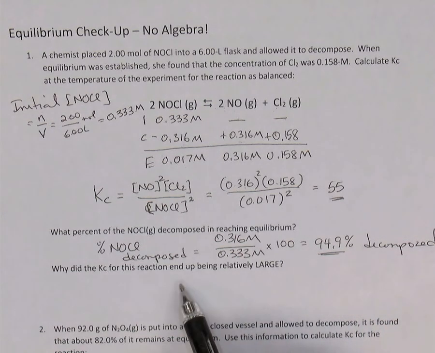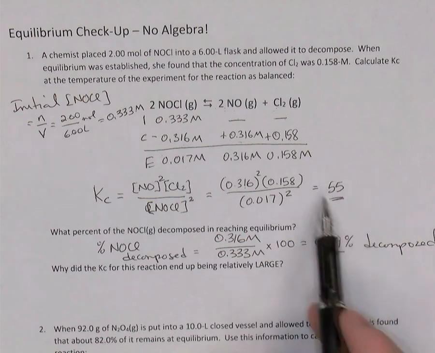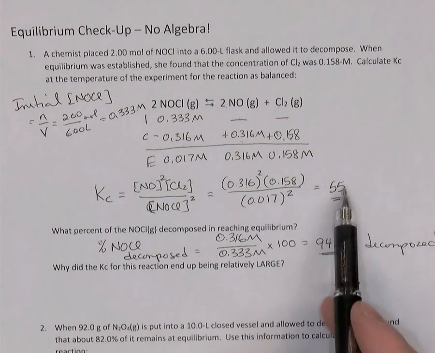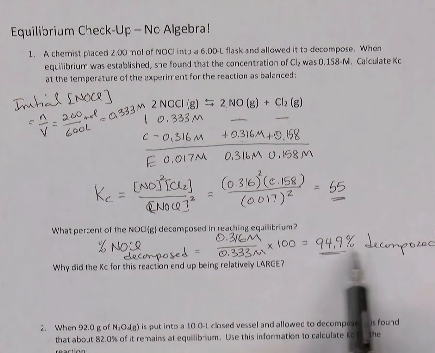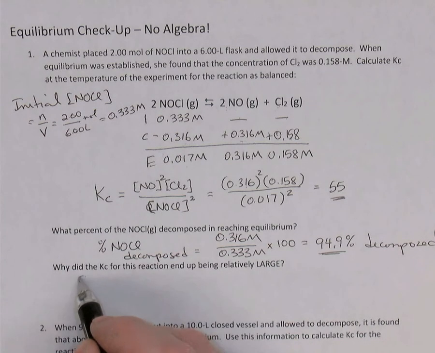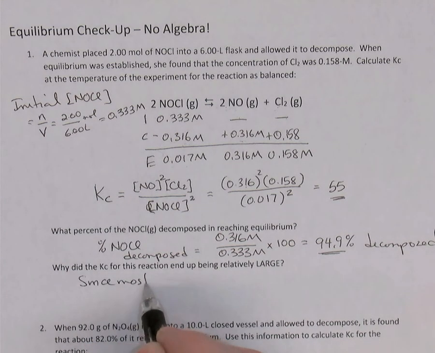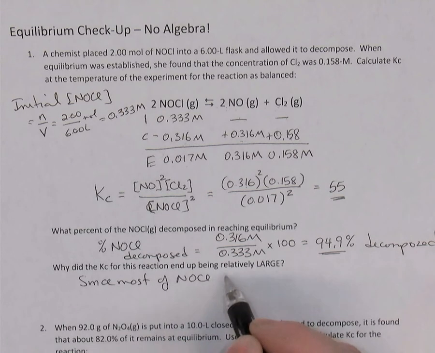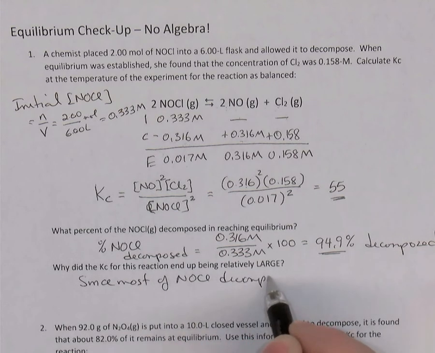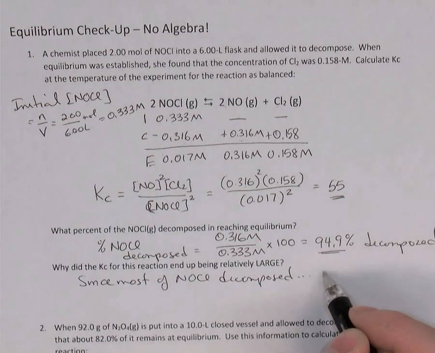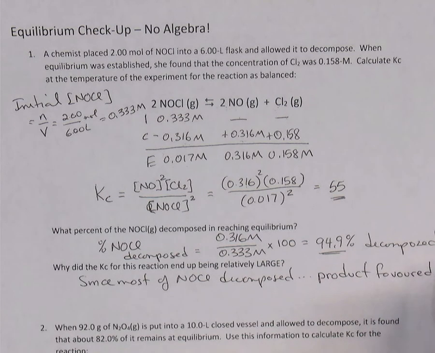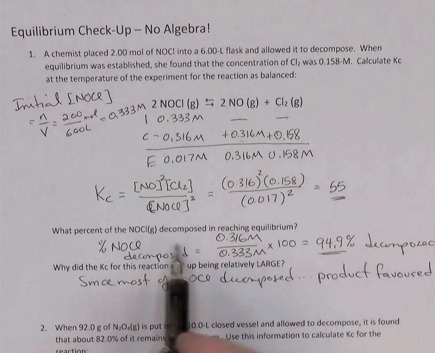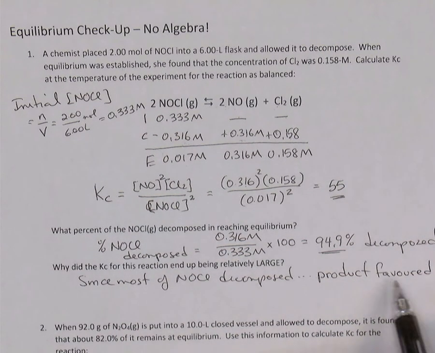Okay, now why did the Kc for this reaction end up being relatively large? Why did we have 55 as a Kc value here? The reason for that is because most of the NaCl decomposed. Since most of the NaCl decomposed, we can say that the reaction favors the products. It's product favored. We have very little reactants left, so it's not reactant favored. Those NaCl is becoming products, so it's product favored.